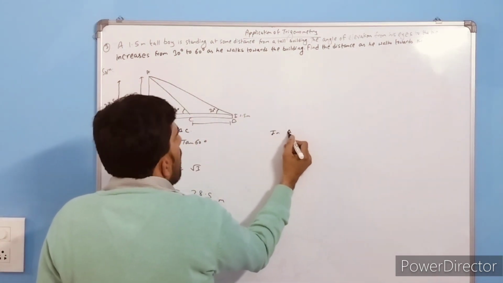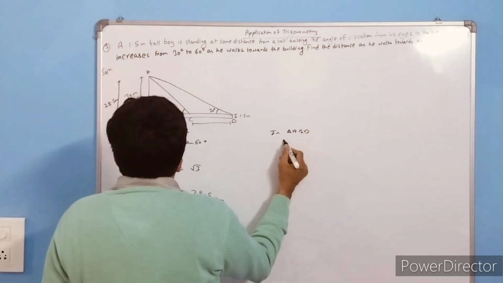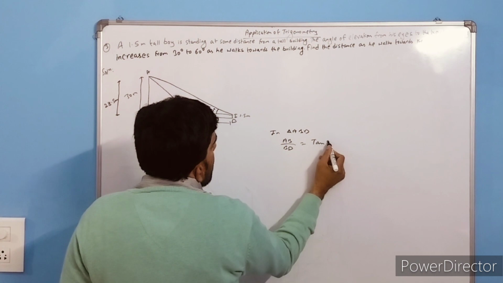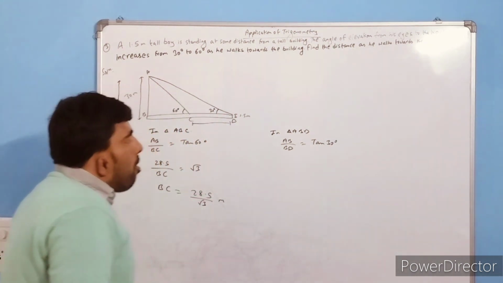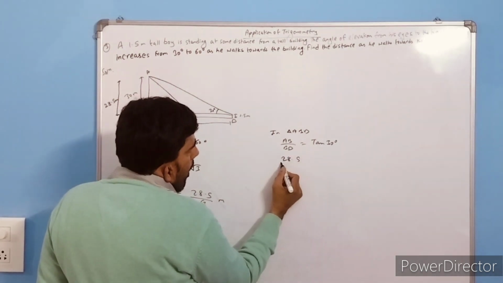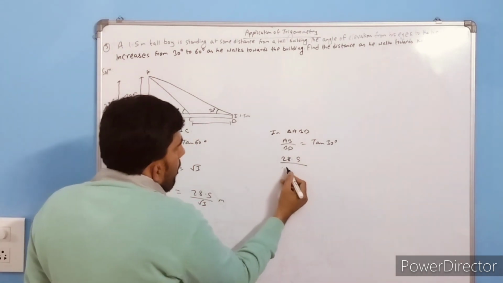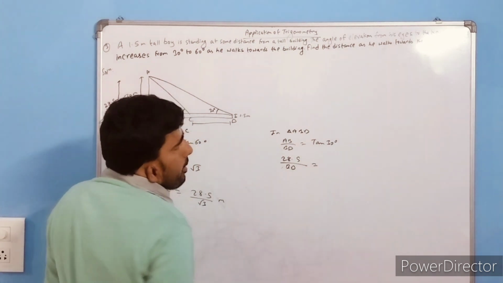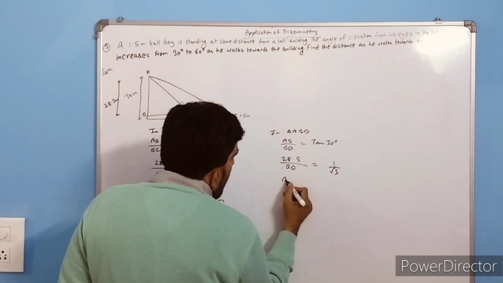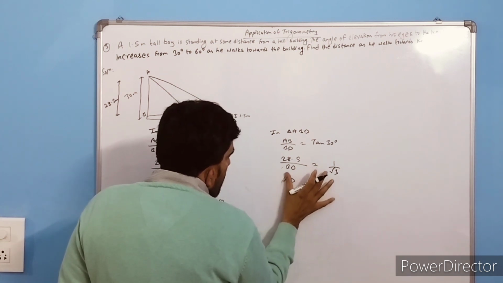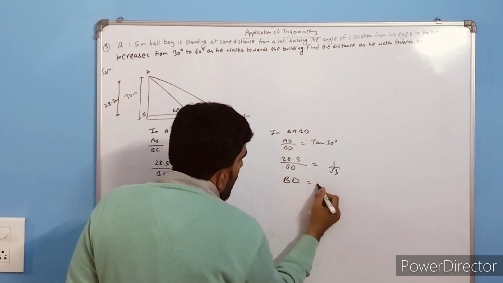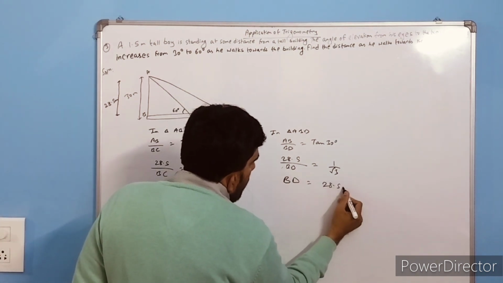Now we take the whole triangle here. So in triangle ABD, AB upon BD is equal to tan 30. Now what is AB? AB we already know, 28.5 upon BD, just keep it like this. Now what is tan 30? 1 upon root 3. So finally I got the value of BD, that is 28.5 root 3.